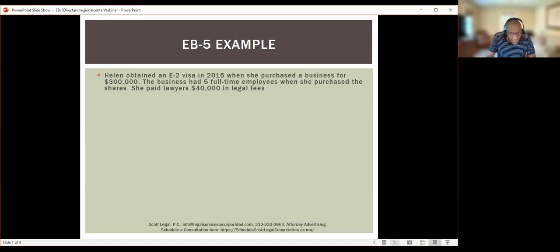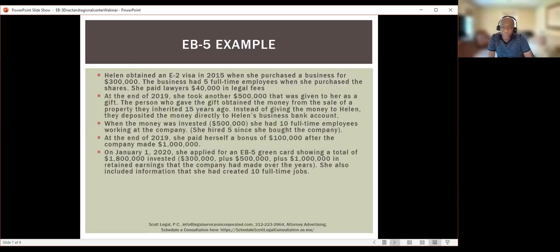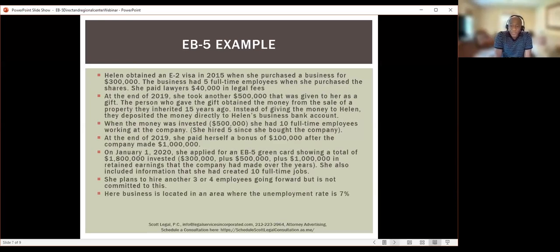So I think we do have some time, so we can actually go through this example. So this is just an example to illustrate some of the concepts that we talked about.